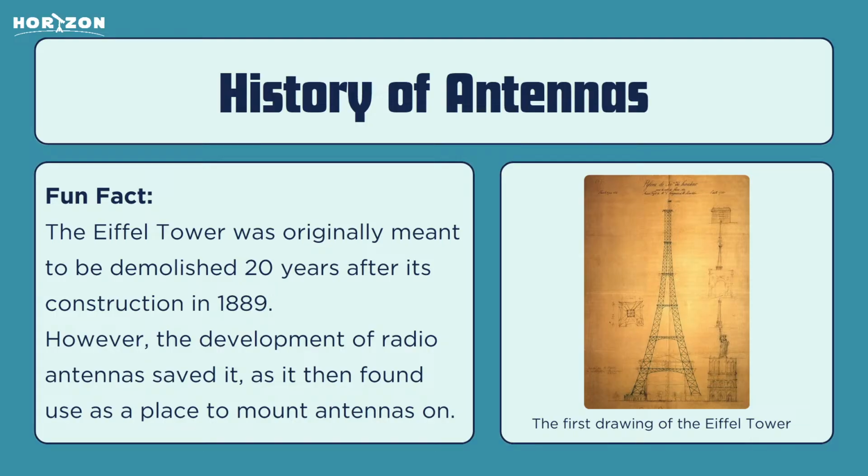So, a fun fact: the Eiffel Tower was originally meant to be demolished 20 years after its construction in 1889. The artists of France and Paris protested against its construction since they thought it would be a hideous obstruction to the city's skyline. The letters they sent to the government were also quite poetic, and that's how you could tell that the letters were sent by artists. However, the development of radio antennas saved it, as it then found use as a place to mount antennas on.